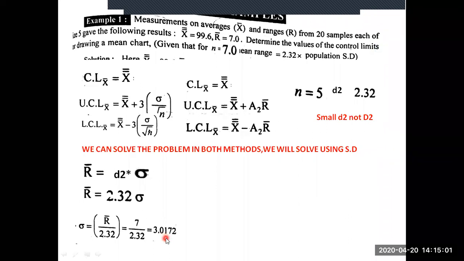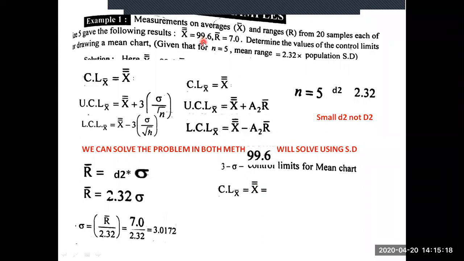Similarly, what you did is you have completed only sigma. Next we have to find out the control limits. The control line is the same: X double bar. X double bar is how much? 99.6, it has already been given. Just paste it here.